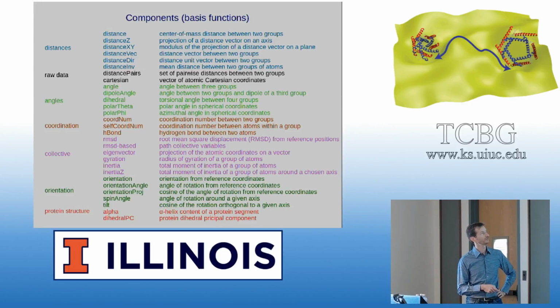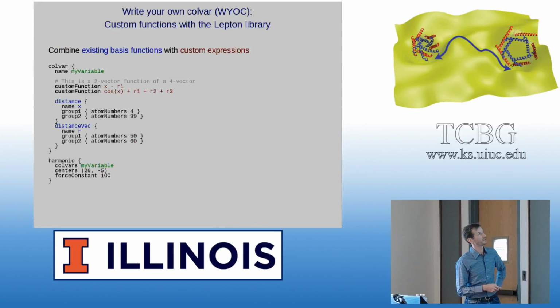Then, if you don't find what you like here, we have this, like write your own colvar, WYUC. And the easiest way to do that is probably to write your function with the Lepton library. So the way this works, suppose you have these components, you have 2 distances, one of them you call x and the other you call r. Oh, no, sorry. One distance called x, and this is distance vector. So this is one component, just 3 components.